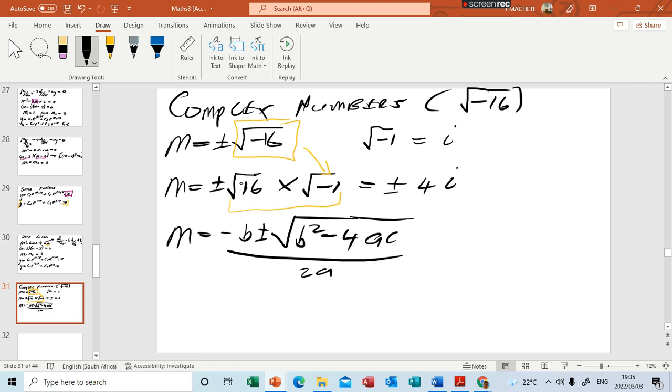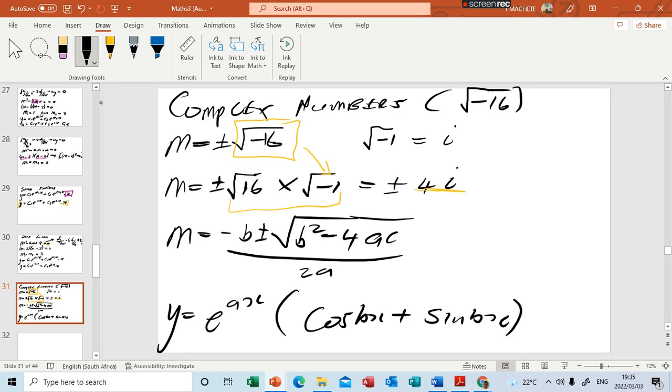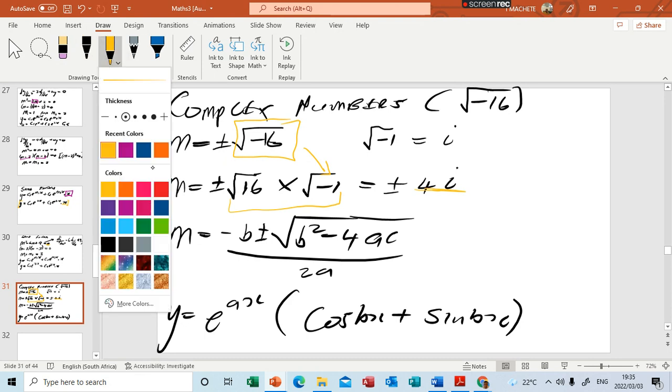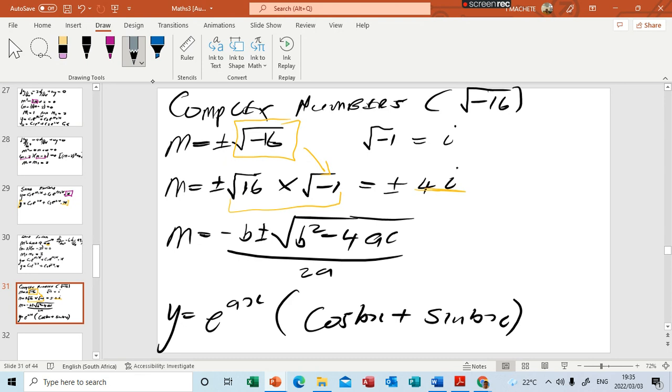So take notes. This is for complex numbers. If you've got a negative square root, the moment you see i, this is the equation that you use: e to the ax, open bracket, cos bx plus sine bx. Don't worry about the ax and bx for now. Let me write something for you. You see this, guys, I used the wrong one.